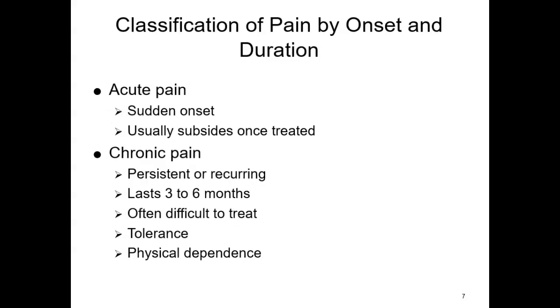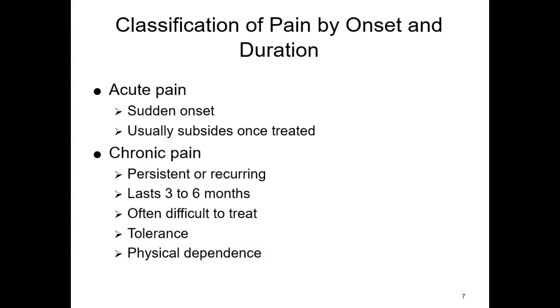So pain can fall under a couple of different categories. One category is acute pain. So acute pain is pain that is of sudden onset. All right, you fall and you break your leg. That is an acute pain. Once you get that leg set and the swelling goes down, pain decreases. Now, chronic pain is persistent, recurrent. It lasts at least 3 to 6 months, and can be very difficult to treat. And this is the type of pain that's often plagued by issues with tolerance and physical dependence.